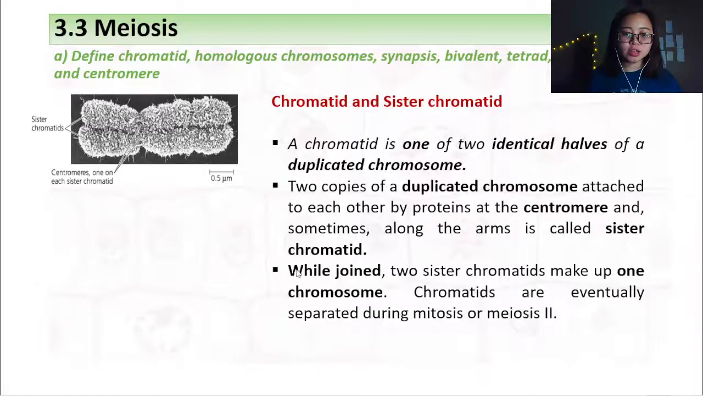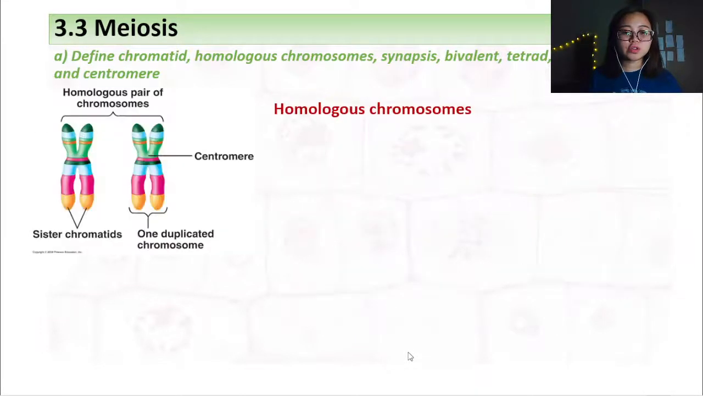Okay, that's what is meant in the third sentence. While joined, two sister chromatids make up one chromosome. Chromatids are eventually separated during mitosis or meiosis 2. Okay, moving on to the next term.